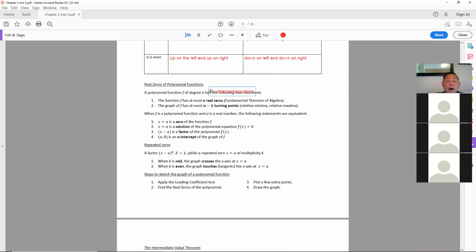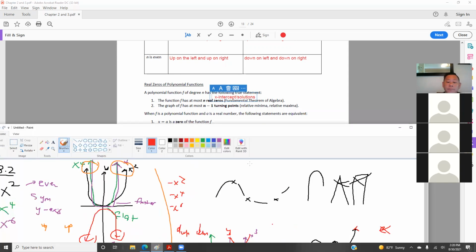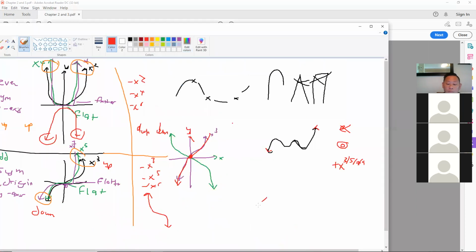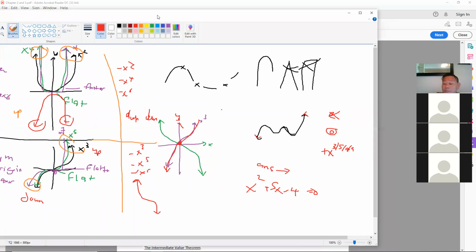Remember last time when you have x squared, how many answers do we have here for x if you solve for it? How many answers do you have in this case when you solve for x? You guys should know this. How many answers do you get?